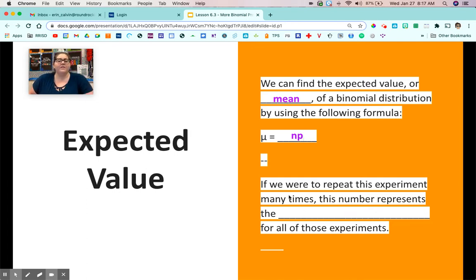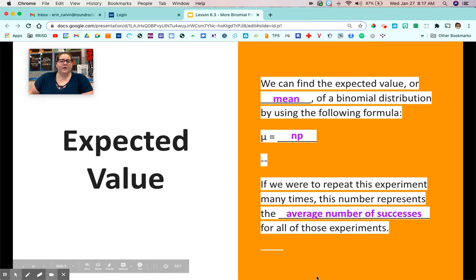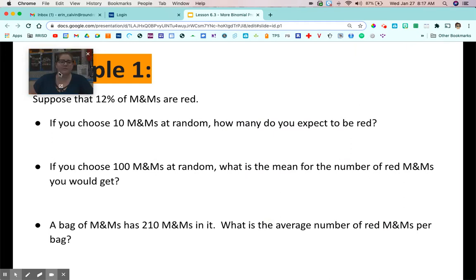If we were to repeat this experiment many, many times, that average, or that expected value, represents the average number of successes for all of those experiments. So if I were to take a whole bunch of quizzes that each had 5 questions, where I had a 1 in 5 chance of getting a question right, over all of those quizzes, I would expect, on average, to get 1 question right per quiz. So let's look at some examples.